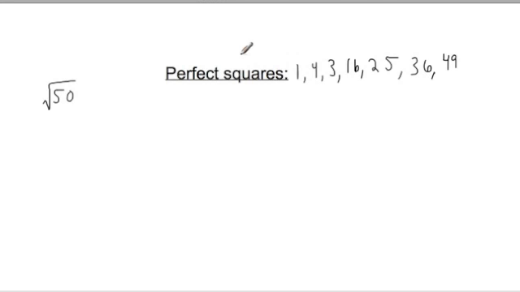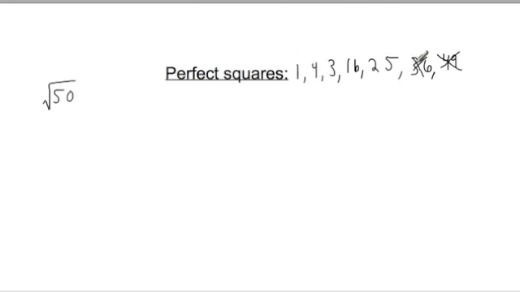Not only do we want perfect squares, we want perfect square factors of 50. 49 is not a factor of 50, and you can check to see if numbers are factors by plugging them into your calculator. Take 50 and divide it by 49. You'll notice that you get a decimal result. It's not an integer, so 49 does not go into 50.